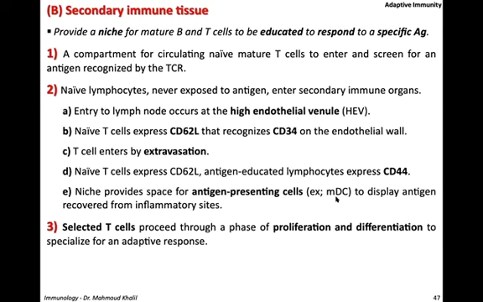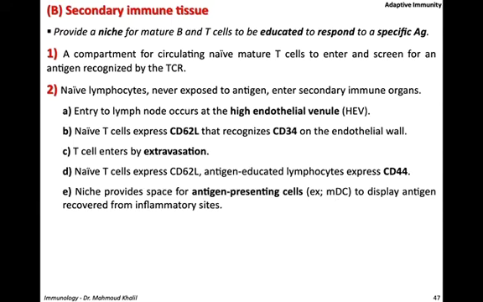So this naive lymphocyte, never exposed to an antigen, enters these secondary immune organs. And starting the entry to the lymph node, as we said in a previous lecture, from the high endothelial venule, this naive T cell expresses one of the important receptors, which is CD62L, that recognizes the CD34 on the endothelial wall. So through this interaction, this T cell can enter by extravasation. The naive T cells express, as we said, the CD62L, and the antigen-educated lymphocyte expresses the CD44 protein on its surface.